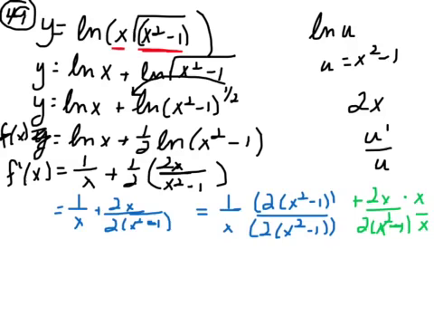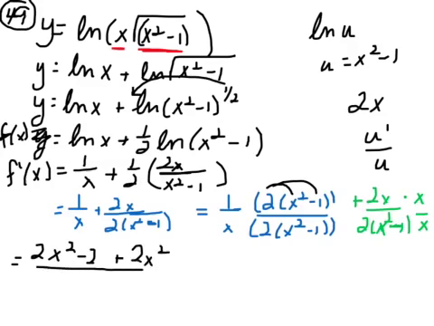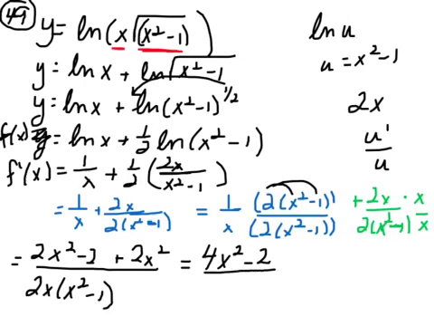So here's where it just gets a little messy. On the top, I've got 2x squared minus 2, and then plus over here, that's plus 2x squared, I guess. And on the bottom, we have x times 2 times x squared minus 1. Let me just write that as the 2 and the x together times x squared minus 1. So it's not too bad, I guess, but on the top, 2x squared plus 2x squared would simplify into 4x squared. And then I have a minus 2 there, right? And on the bottom, I have 2x times x squared minus 1.